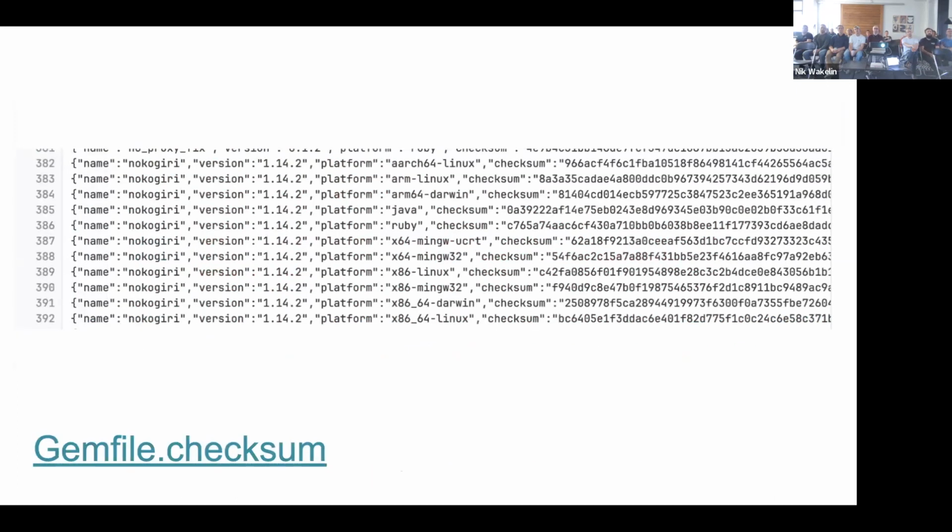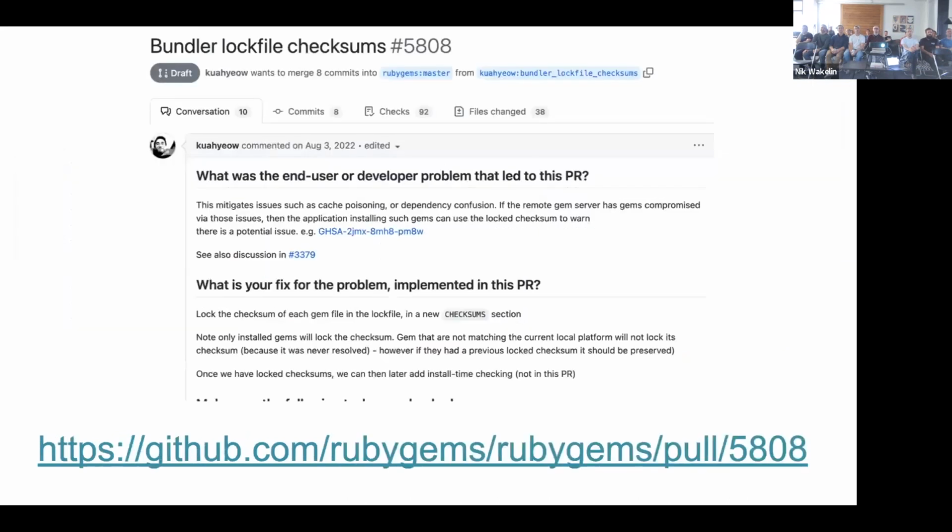This is an example of the checksum file. You can see it's basically just a JSON of the gem name, the platform, and the checksum. And you can see also all the different platforms that MicroGA publishes. It's a lot, but that's dedication right there.